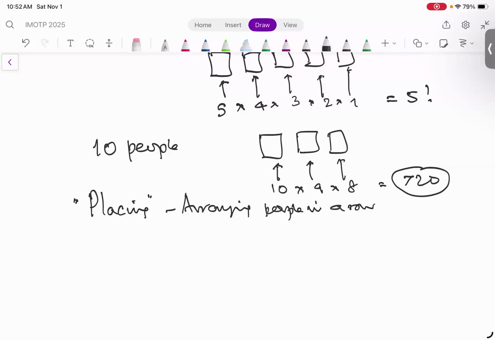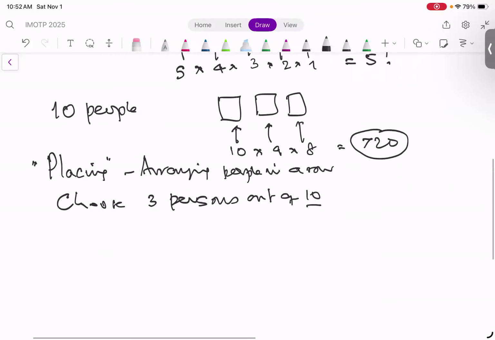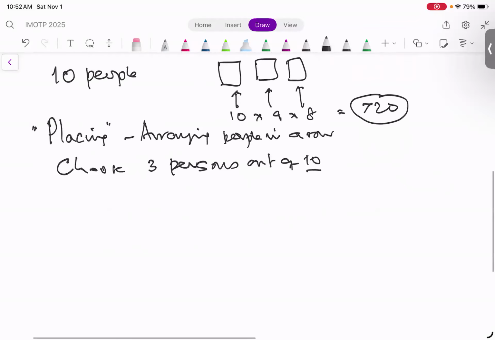Now, if I want to choose 3 persons out of 10, okay? So how will I choose that one? So 3 persons out of 10 I have to choose. And what I will do, I will do this in 2 ways. Meaning what I will do is I will do something in 2 ways, and from there I will derive this number.